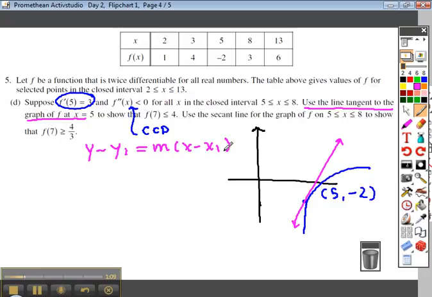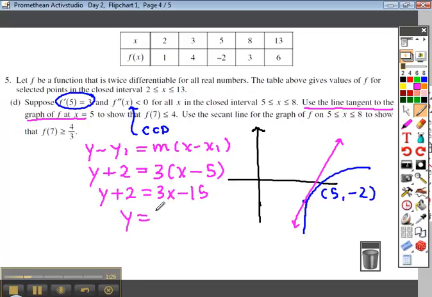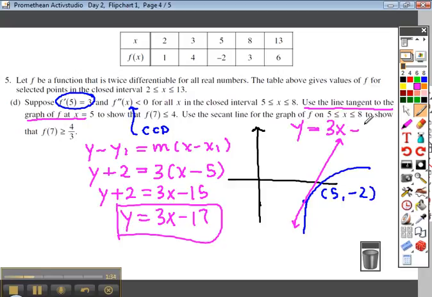Okay, so here's the idea. I have y minus y1, which is negative 2, equals m, and our m is the slope of 3, times (x minus x1), which is 5. So if you work this out, you get y plus 2 is equal to 3x minus 15, or y is equal to 3x minus 17. So that's the equation of this tangent line: y equals 3x minus 17.